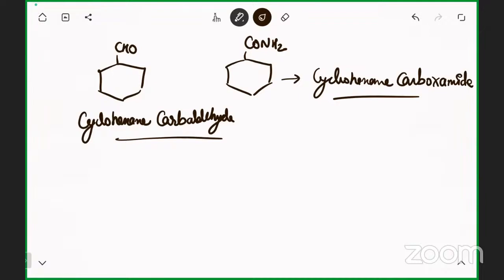I will provide you one table. In that table, you'll get the suffix and the prefix: on the left hand side it will be written as suffix, and on the right hand side as prefix. You'll get both, and I'll forward it to you. Next, let's move on to the nomenclature of simple aromatic compounds.